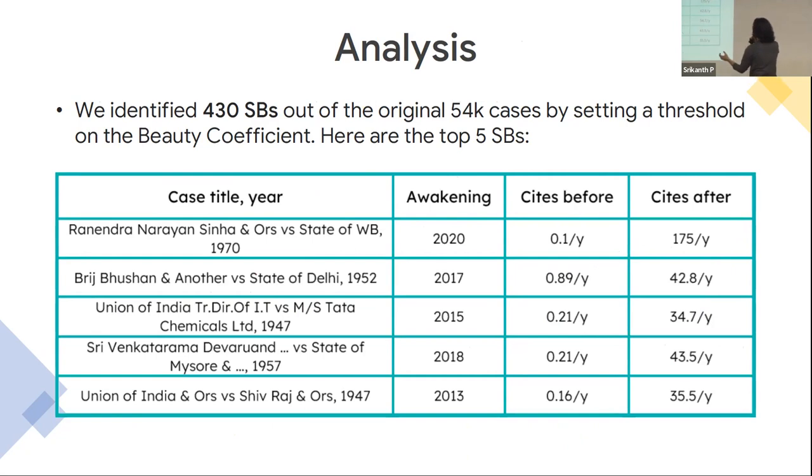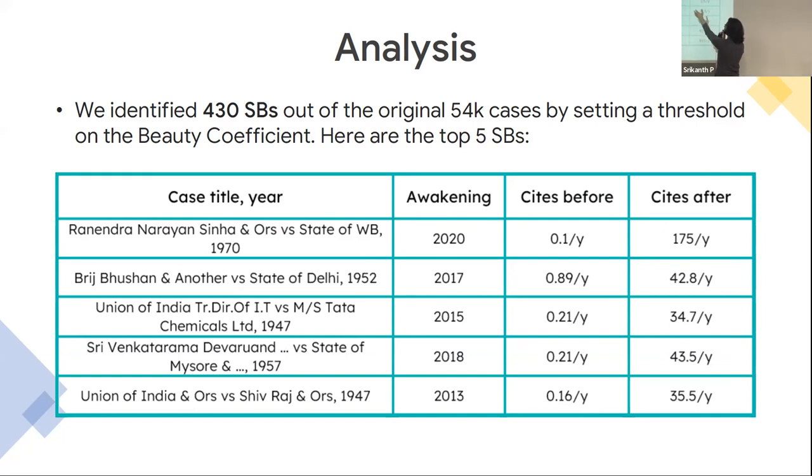Okay, now if we take a quick analysis of all the sleeping beauties we identified, we take a look at the coefficient we just described. We call that the beauty coefficient. And we set a threshold on that to check for around 430 sleeping beauties out of the 54,000 cases. And you'll notice that the case with the highest beauty coefficient was cited only 5 times from 1970 to 2020, but it's been cited around 175 times every year since then on average.